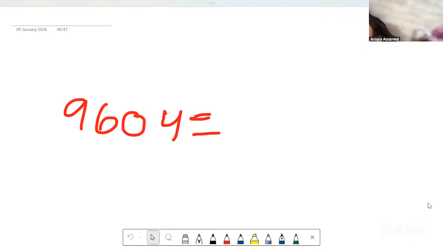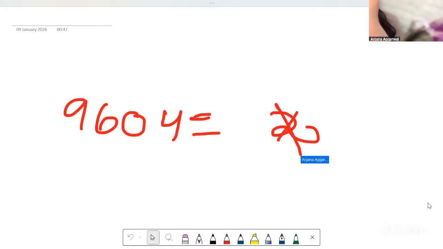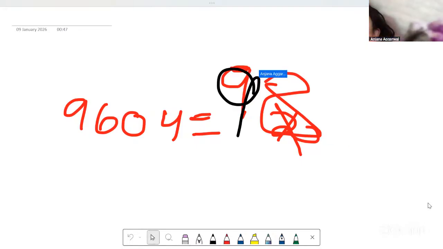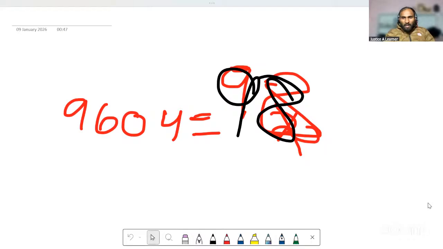92. No. 82. 98 or 88? Yes, 98 is the correct answer. Yes, you can use this method because you'll be given an option.